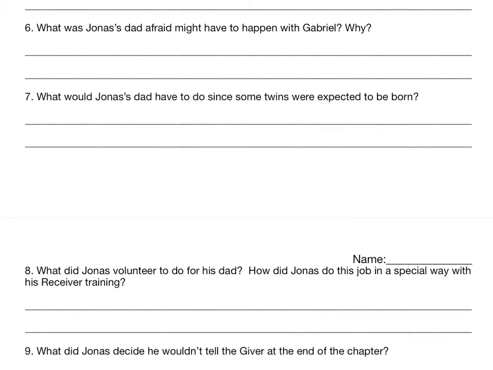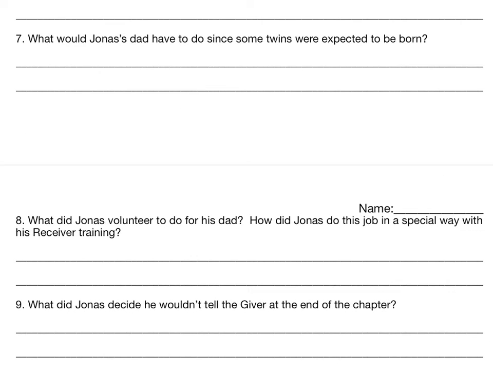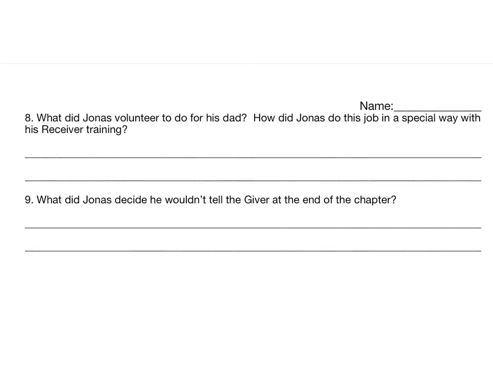What would Jonas's dad have to do since some twins were expected to be born? So there was this birth mom who was giving birth to twins, identical twins, and in this community there's only allowed to be one person that looks like you, right? They want everybody to be an individual, and so they were going to release one of them. That's kind of a crazy, sad thing, right?